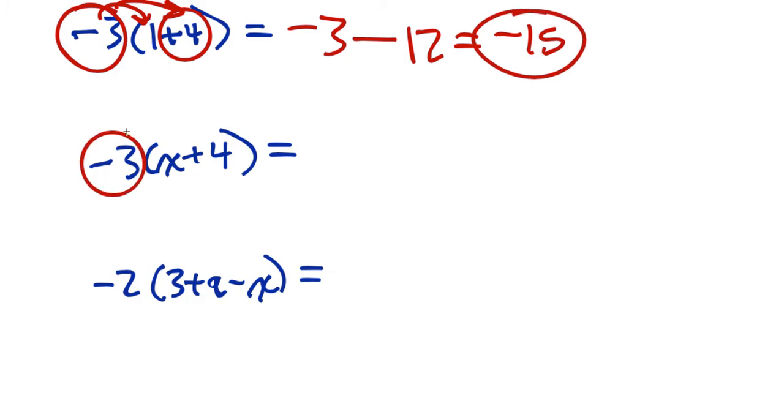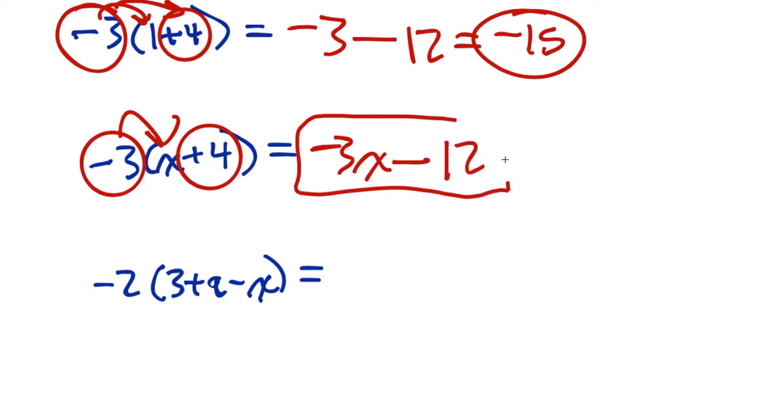Yay! Negative 3 times x, that's going to be negative 3x. Negative 3, now we're going to attach the sign to it. So it's a negative 3 times positive 4. So think the signs first. Negative times positive, that's a negative or a minus. 3 times 4 is 12. That one's done. Awesome.